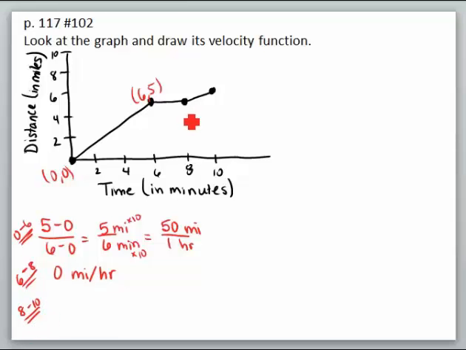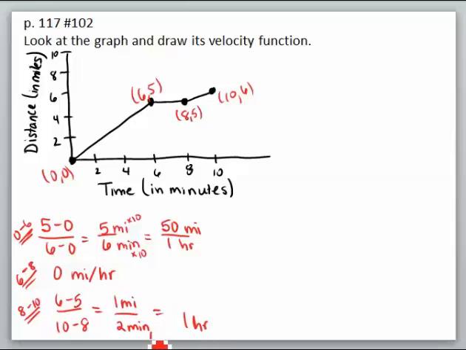let's see, this point right here is (8, 5), and this point right here is (10, 6). So we're going to find the slope of it. So we go y minus y, 6 minus 5, over 10 minus 8. So this gives me 1 mile every 2 minutes. Well, that would mean, to change this to be 1 hour, I would be multiplying this times 30, because that would give me 60 minutes. So times this by 30, and I'll get 30 miles per hour.